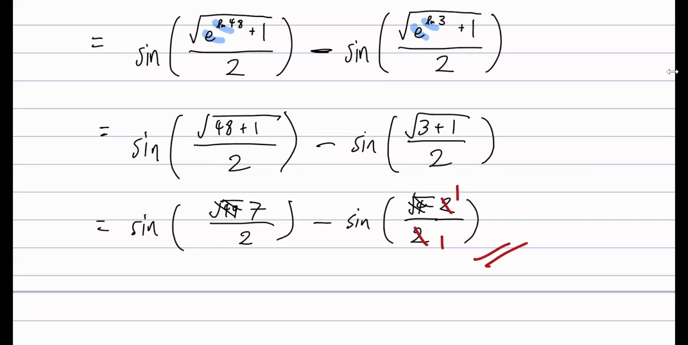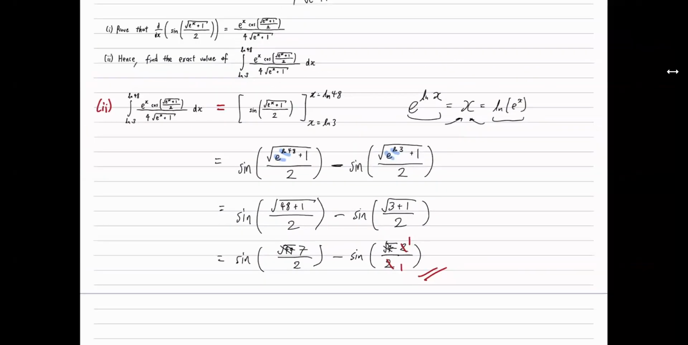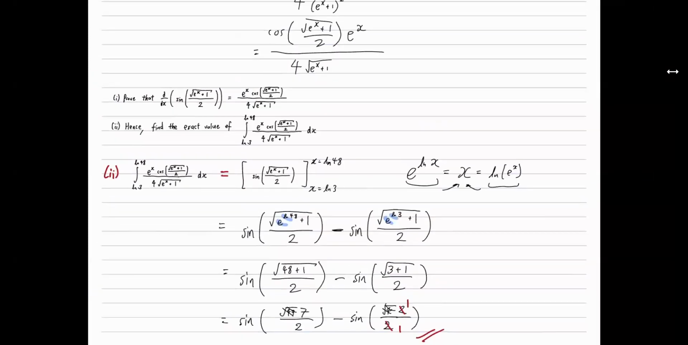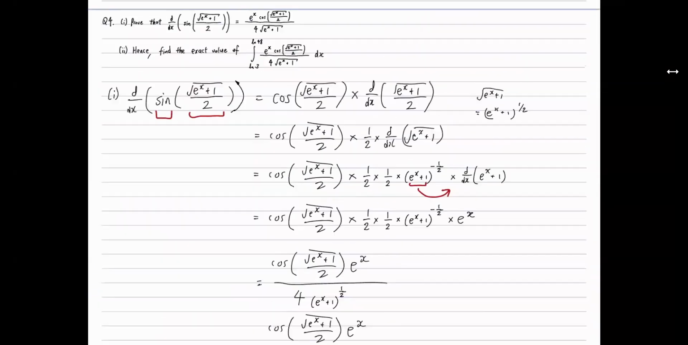Sine of 7 over 2 minus sine 1. That's it. Don't simplify further. Okay, good. You can find the exact value like this. Just don't simplify. That was one question.